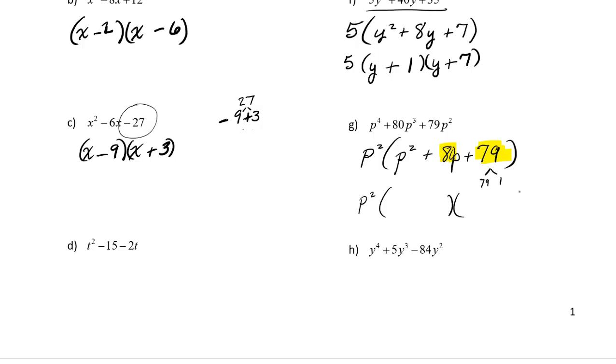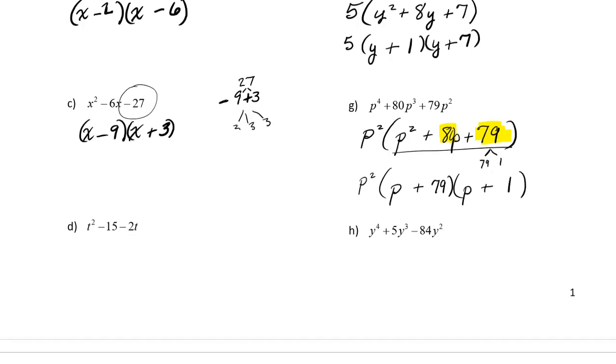We just replace the first space with p's. And since all three terms are positive, we know that our signs on the binomials will be positive as well. So 79 and 1. Let's look at the next row.